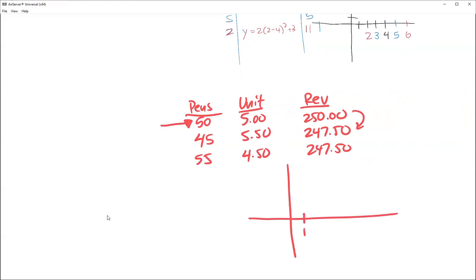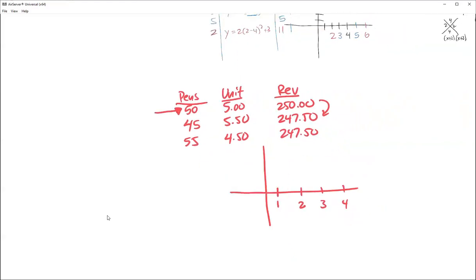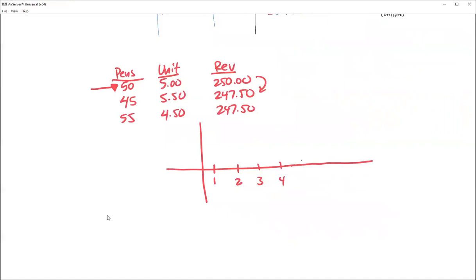So like this is like $1, $2, $3, or five, six, I'd say seven, right? $4.50 would be at 250. $4.50 would be at 247. $5.50 would be at like 247. So it looks something like this here. Something to that extent. Okay. Yeah, don't take too much time.